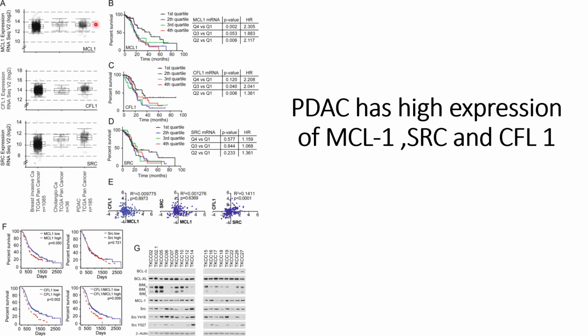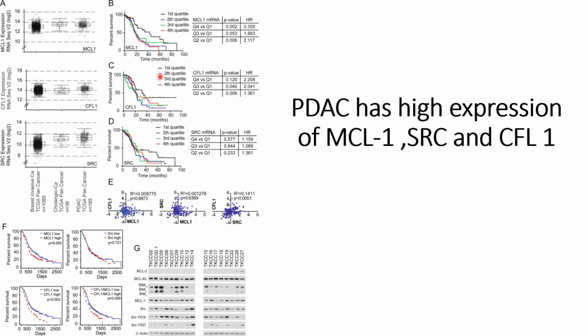Thereafter they checked the survival rate with the high expression of these mRNAs from the publicly available data. They checked it for the lowest quantile of MCL1, CFL1, SRC, and they were able to see that with the high expression of MCL1, there is a low survival rate, that is in the fourth quantile.